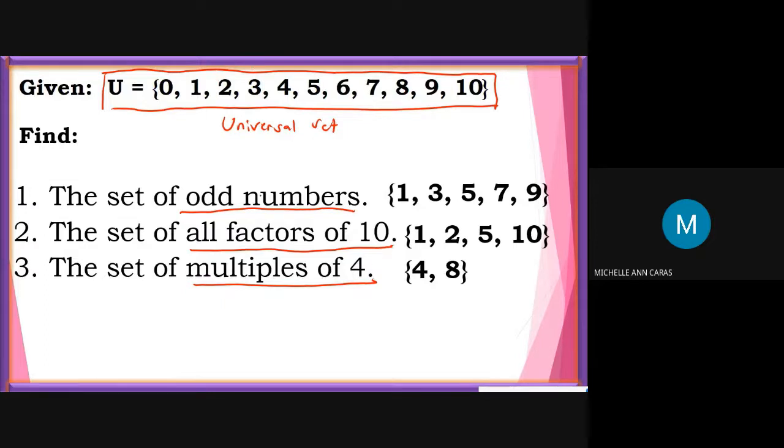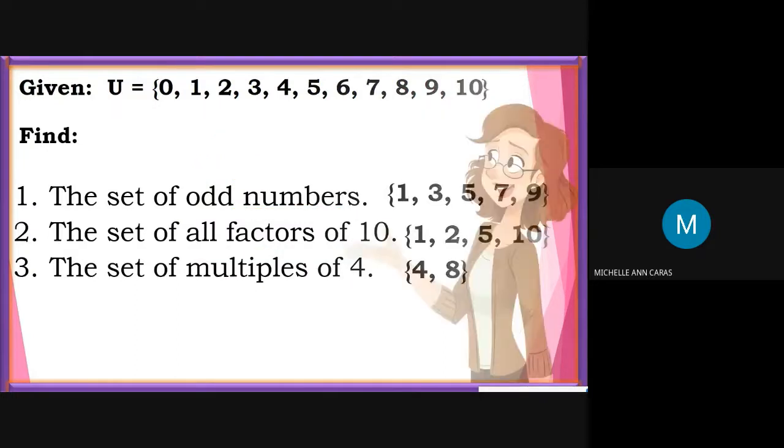And how about the set of odd numbers, the set of all factors of 10, and the set of multiples of 4? We're going to discuss it again later. They are called subsets of our universal set. Okay. So later, class, we will learn the definition of a universal set, as well as the definition of a subset. Okay. So, let's proceed.